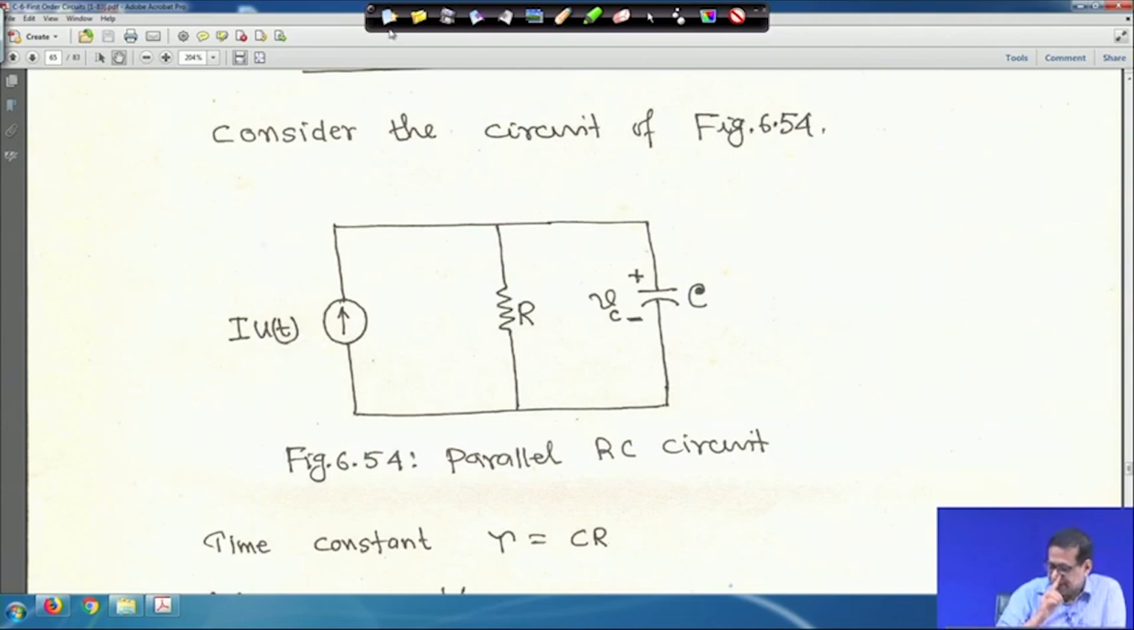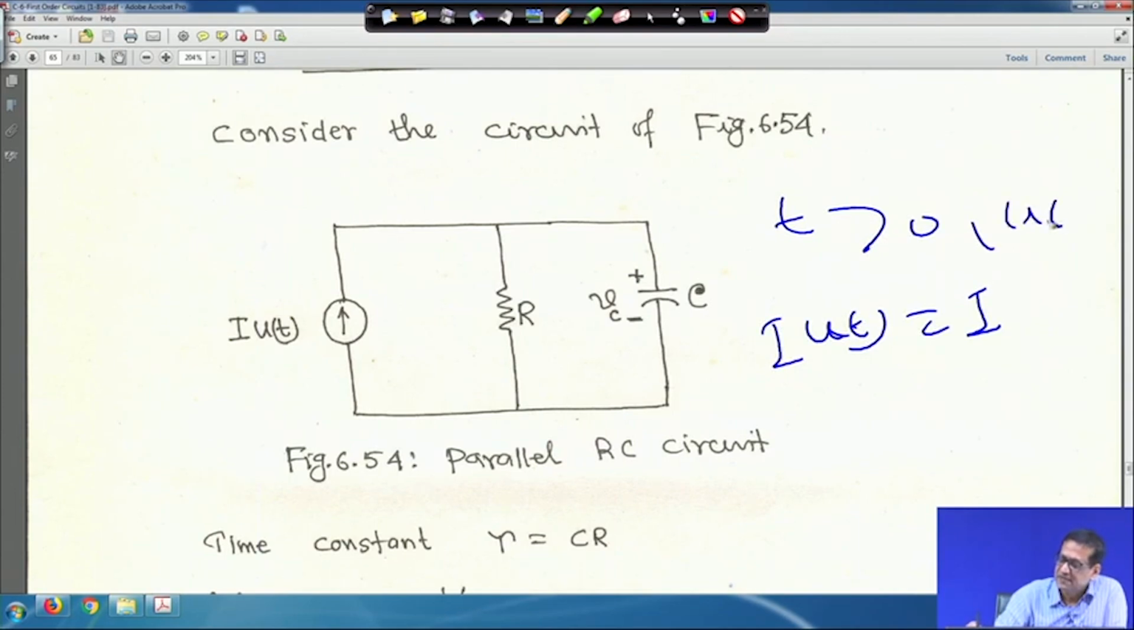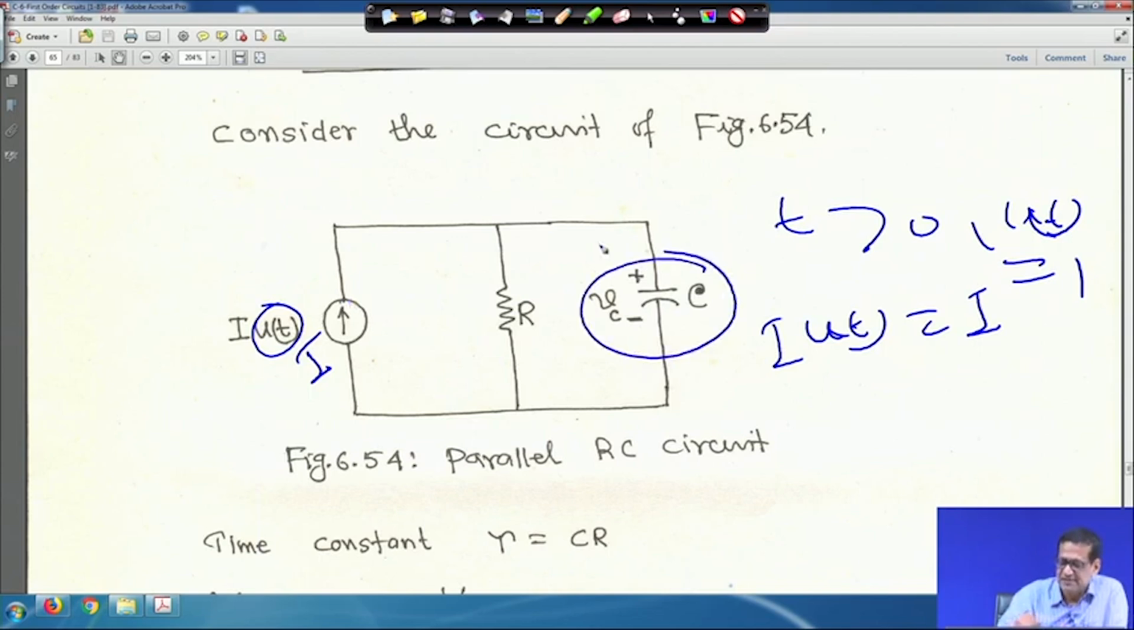Suppose for t greater than 0, i(t) will be equal to I, because u(t) is equal to 1. In this case, if u(t) is not written for t greater than 0, then it is represented by I, for your understanding. And if the circuit has reached steady state, then the capacitor will act as an open circuit.